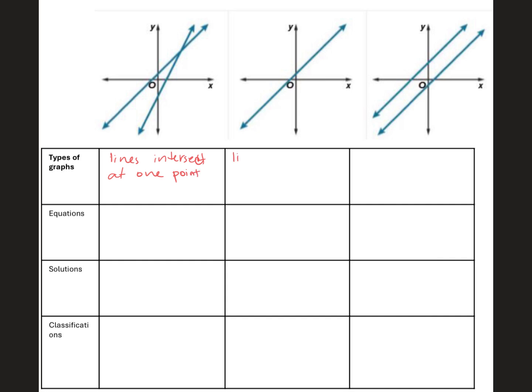The lines are identical, so they intersect completely. Or the lines are parallel, so they don't intersect.